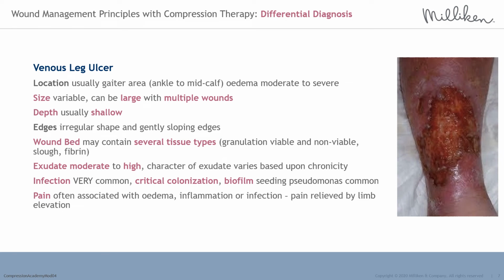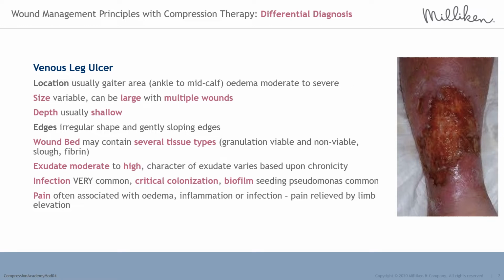Differential diagnosis: venous leg ulcers. Venous leg ulcers are usually accompanied by moderate to severe levels of edema. Located in the gaiter area of the lower limb between the ankle and the mid-calf, and are often large wounds with more satellite wounds which often join and enlarge the main wound. It is not uncommon for venous leg ulcers to become circumferential, wrapping themselves completely around the limb.